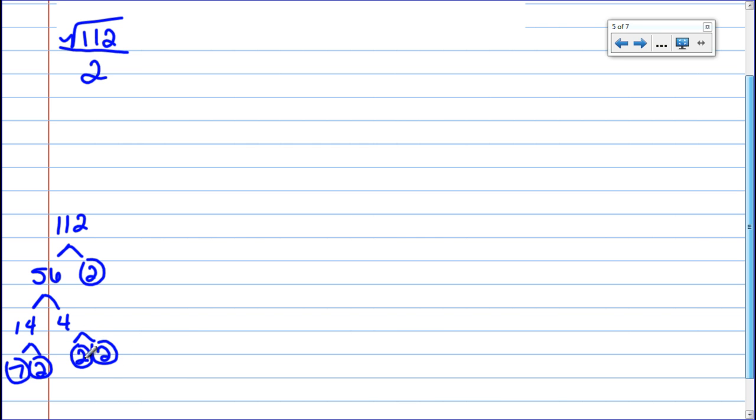So I have a pair of 2's here, so I can take one of those out. And then this makes a pair of 2's. I can take one of those out. So 2 times 2 makes 4. And then the 7 stays under the radical. So I have 4 square roots of 7 over 2. But then I can simplify. 4 over 2 becomes 2 radical 7, and that is simplified.